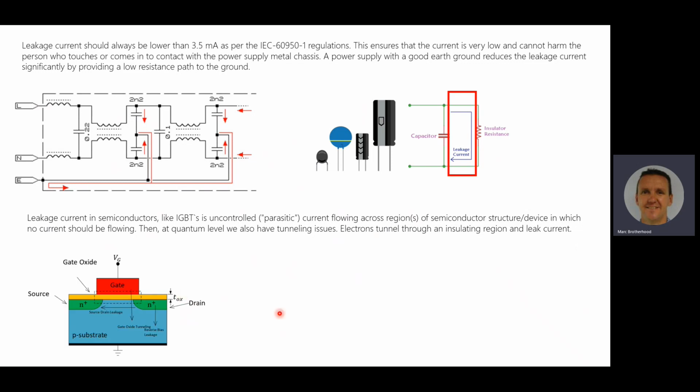So here, if we look at a typical transistor, where you're going to get your gate, your source, and your drain, with gate oxide tunneling, you're going to get quantum mechanics kicking in, and electrons are going to tunnel through the substrate and go to ground, and they're going to create leakage current.